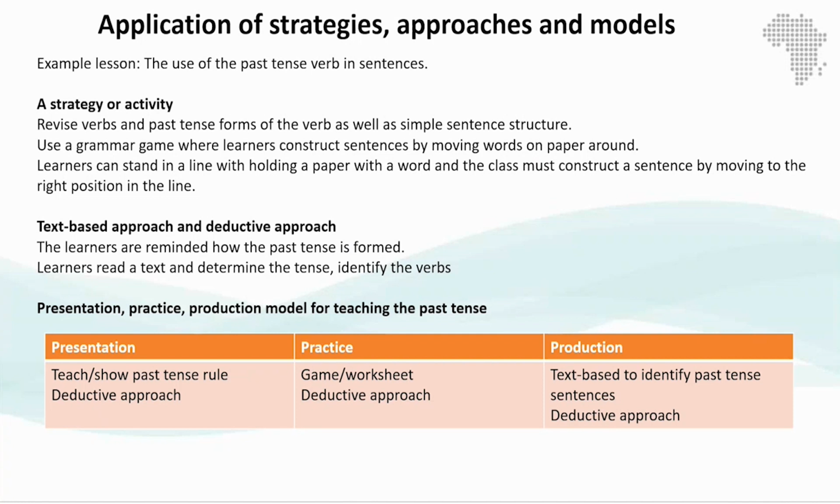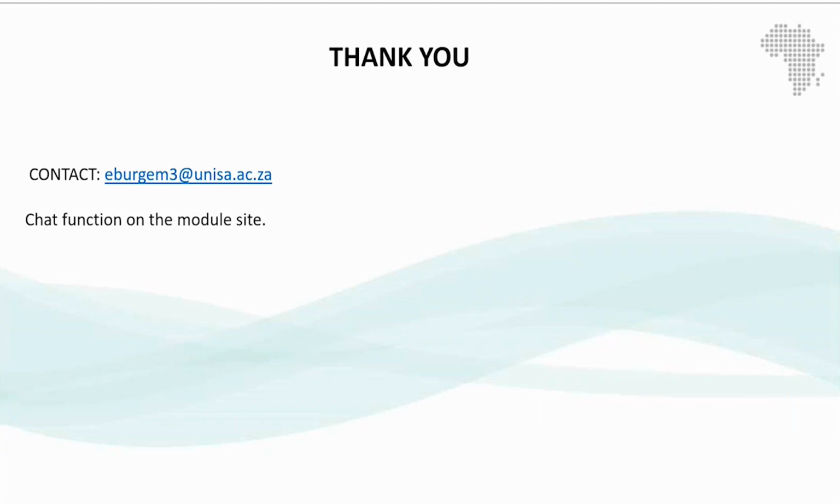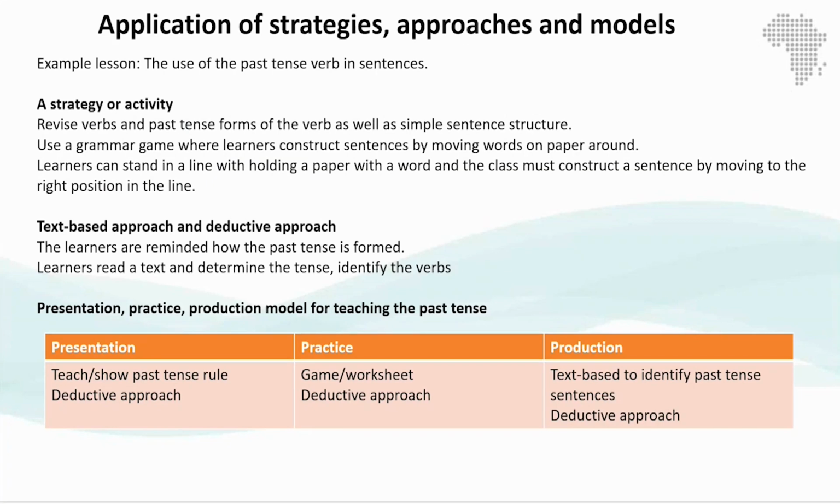Then you can use a game, as I've mentioned before, where learners construct sentences by moving words on paper around. You can either let them organize the paper on their desks, or you can let them stand holding the papers, as you can see there. And then when they stand in line with the papers, the other children can see whether the verb is in the right place and the verb is in the right tense. And then, for example, if we use the text-based approach and the deductive approach, you will remind the learners how the past tense is formed. So you'll show them the rule, and then they will read and apply it in a text.